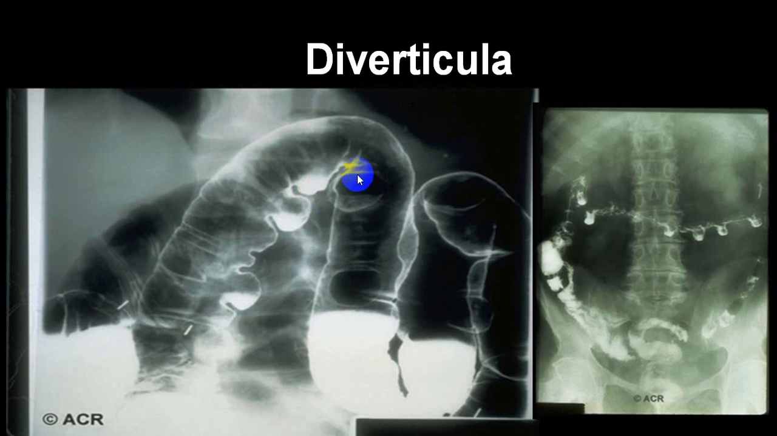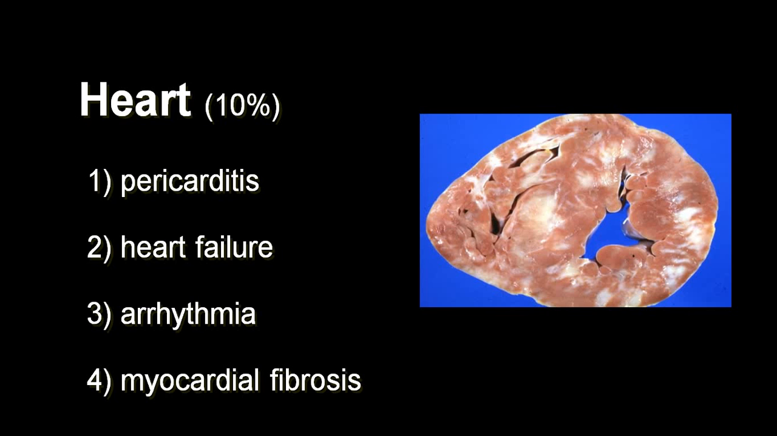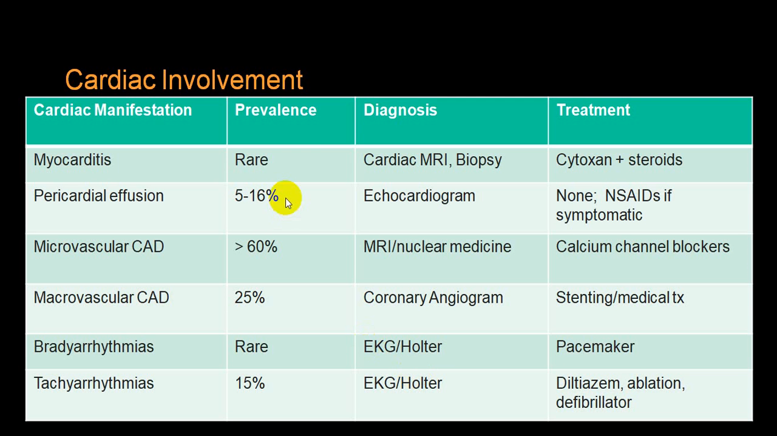You can have a diverticulum in a large bowel. You can see a small diverticulum, multiple diverticulum. You can see this diverticulum. In heart, pericarditis, heart failure, arrhythmias, myocardial fibrosis. And secondary to myocardial fibrosis, it can lead to restrictive cardiomyopathy. So this is cardiac involvement: myocarditis, pericardial effusion, microvascular coronary artery disease, macrovascular coronary artery disease, bradycardia, tachyarrhythmias.